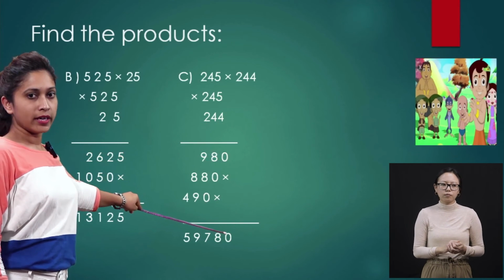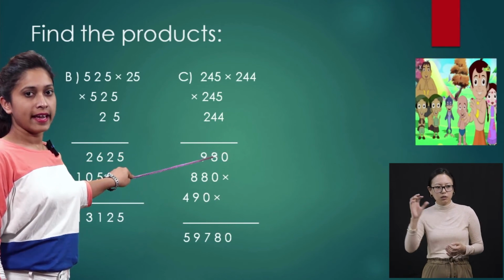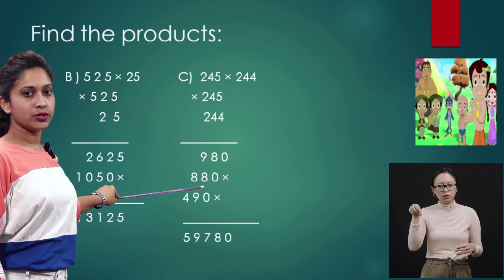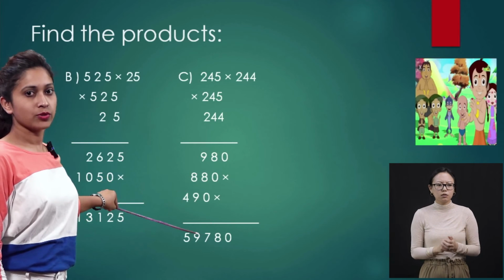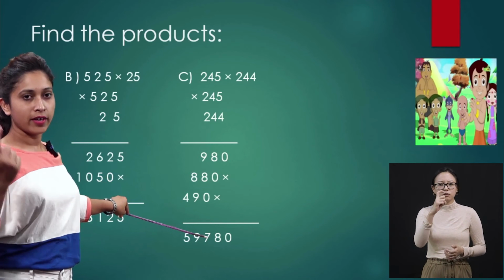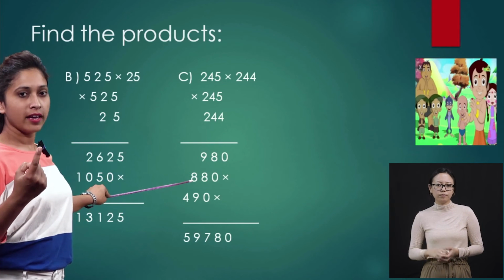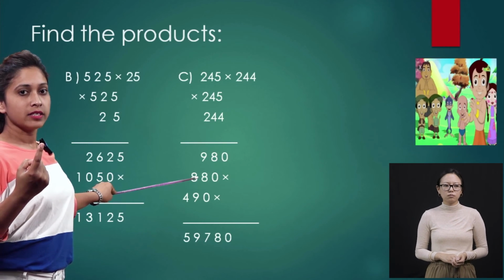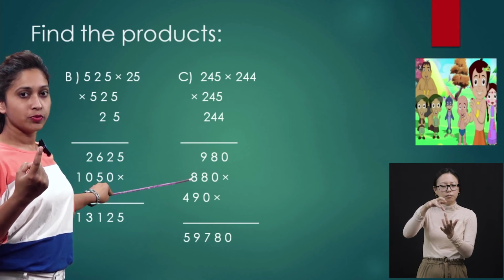This 0 will come as it is. Then 8 plus 0, it will be 8. Then 9 plus 8, how much, students, is it? 17. So 7, and then you have carry 1 along with you. Now here, because of some error, it is 8, but it should be 9 here.